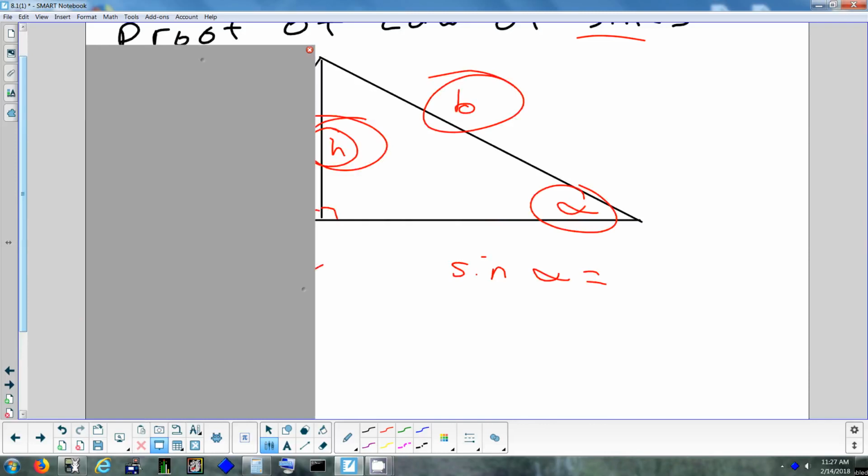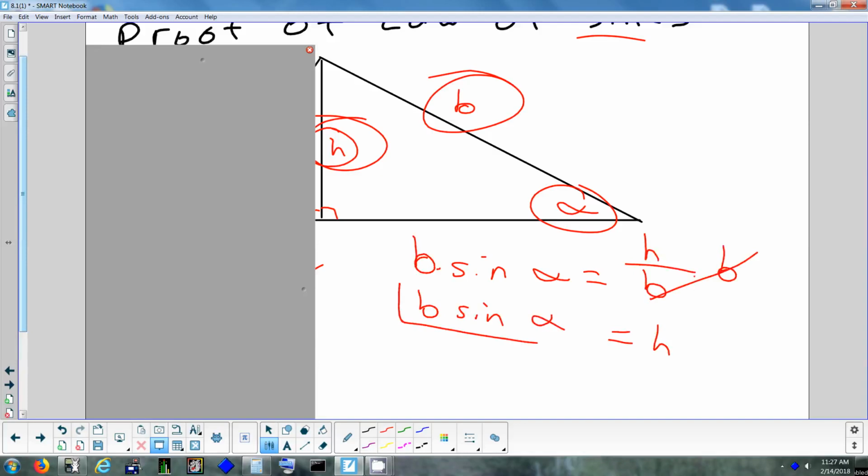Opposite over d. Height over b. H over b. And now I want to do the same thing. I want to get h by itself. So how do I get h by itself there? Multiply by b. Multiply both sides by b. That's gone. And now I've got h by itself again, and I have another formula to find the height. It's the same height we just found before, but I have a different formula. We'll call it box 2. So I've just shown you 2 different ways to find the same thing.